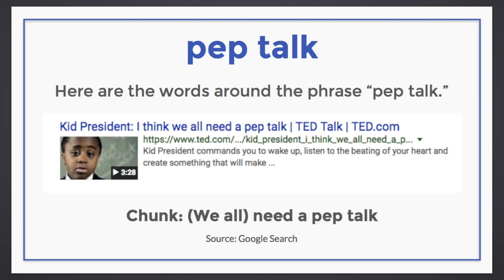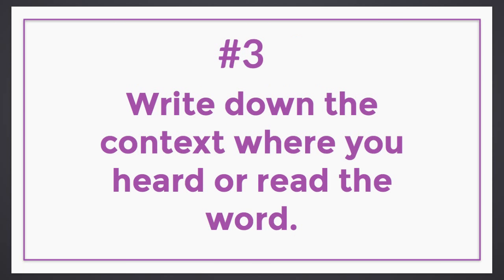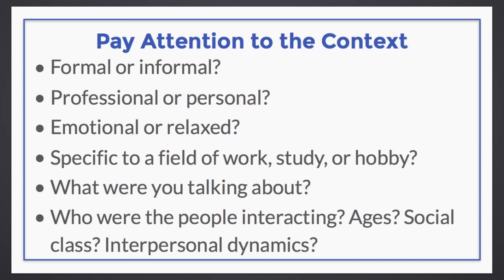So let's take a look at the next step. The next step to improving your vocabulary the more natural way is to write down the context where you heard or read the word. So in this case, you're going to write down the particular situation that was happening. So let's talk about the context. Is the word formal or informal? Is the situation where you came across the word formal or informal, right?